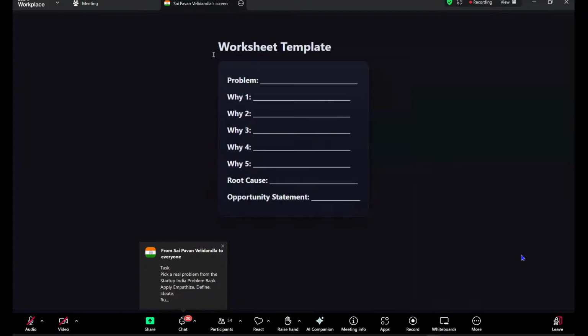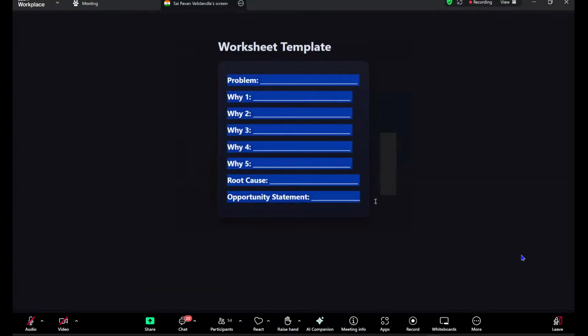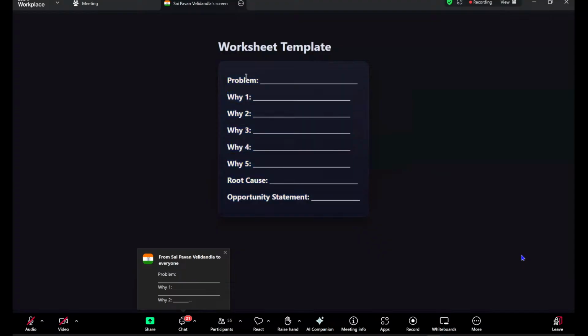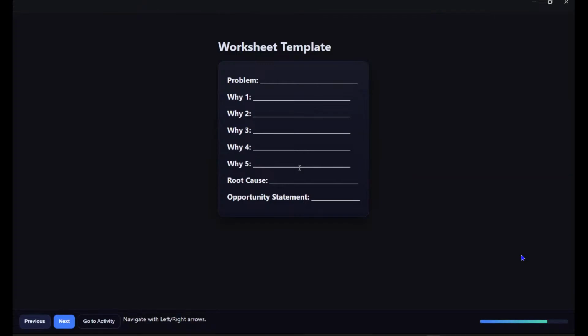I'm giving you the worksheet template as well so that you can follow it. You need to pick a problem, write the first why, second why, third why, fourth why, fifth why, and iterate. It doesn't mean you have to stop at 5 whys. You can do it until you reach the root cause. Then you write the opportunity statement accordingly.